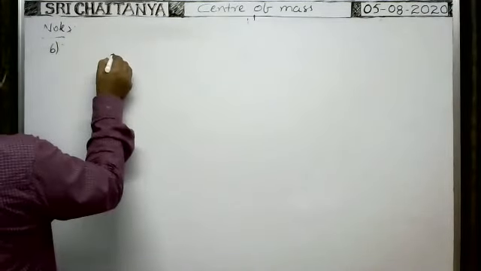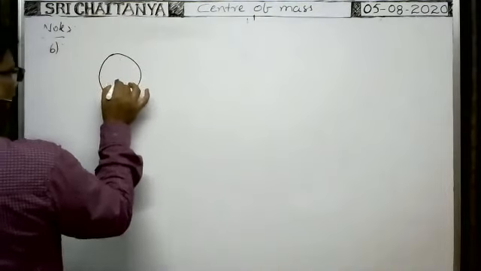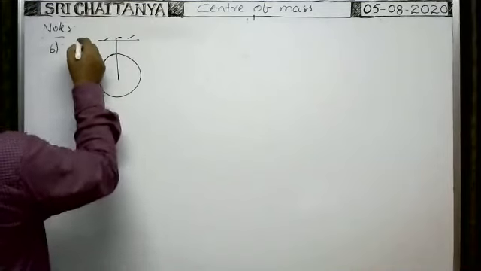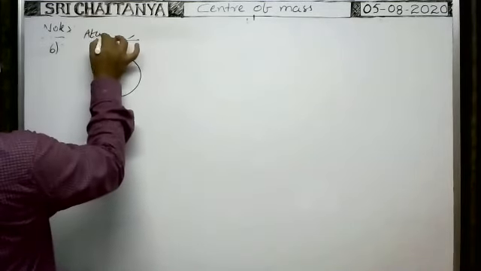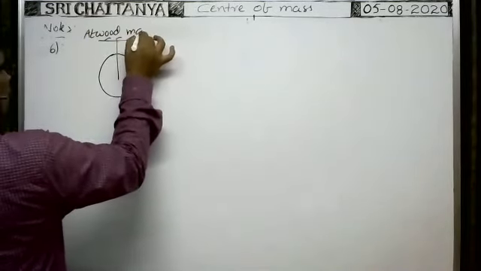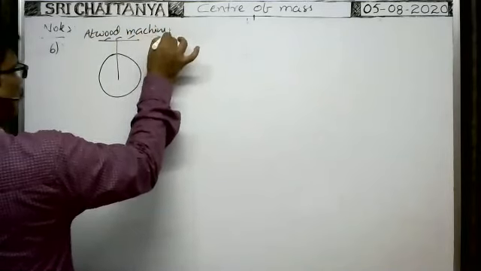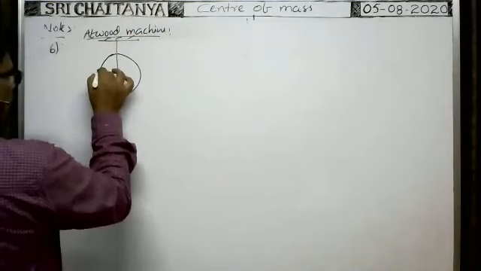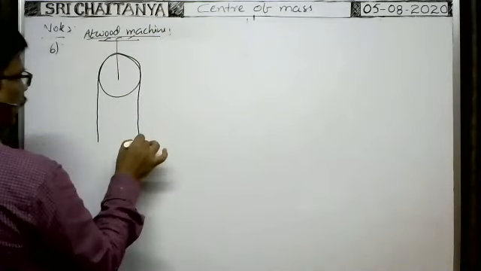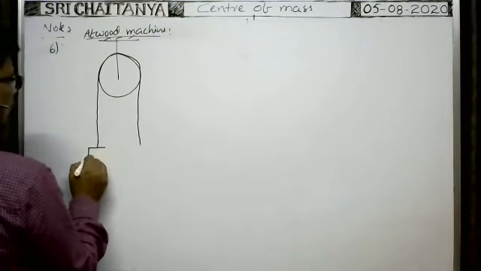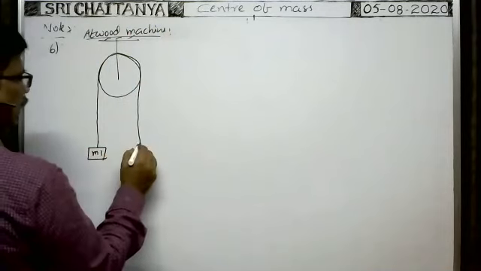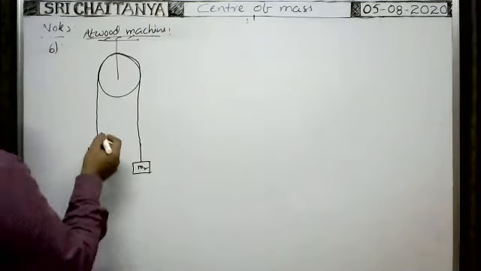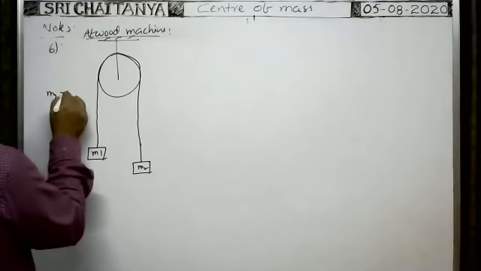Suppose there is an Atwood machine. Already you know the Atwood machine. To find the acceleration due to gravity, we use this machine. One light string is passed over a light frictionless pulley like this, and at the two ends of the string, two blocks of masses m1 and m2 are fixed. Of course, here you take m2 greater than m1.